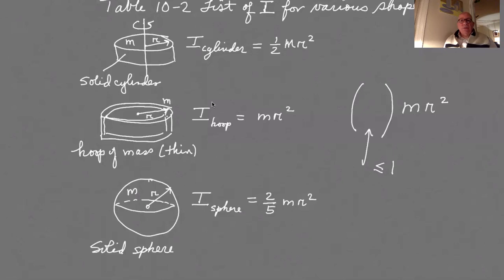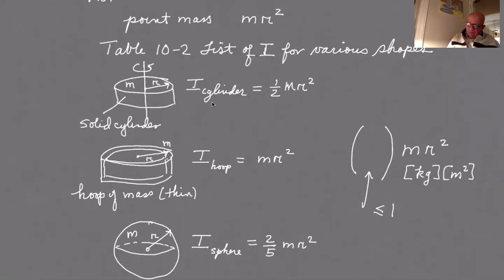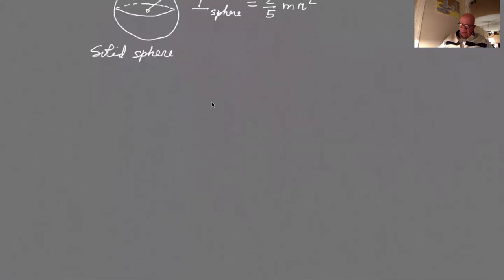Again, the units on the rotational inertia are kilograms times meter squared, not kilograms per meter squared, but kilograms times meter squared. Just take a look at table 10-2 to familiarize yourself with those. As always, we're not asking that you do any memorization of rotational inertias. Okay, just wanted to highlight those.